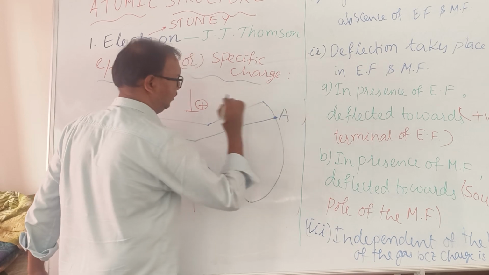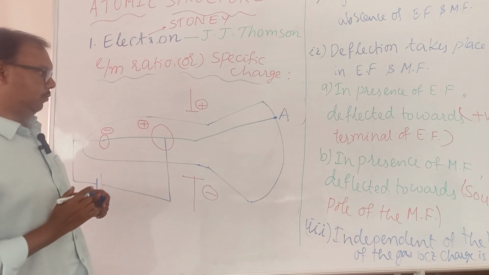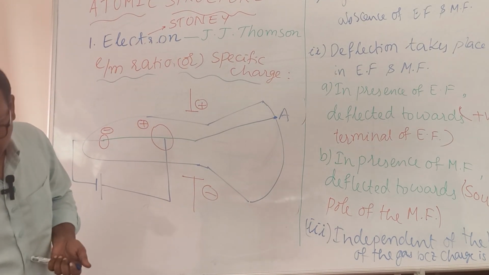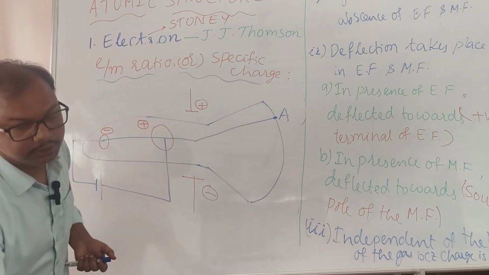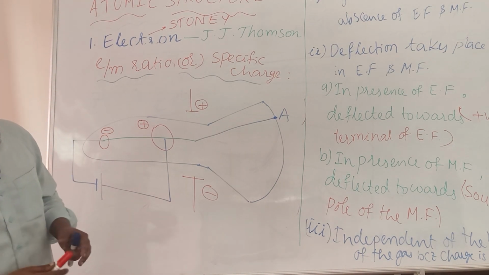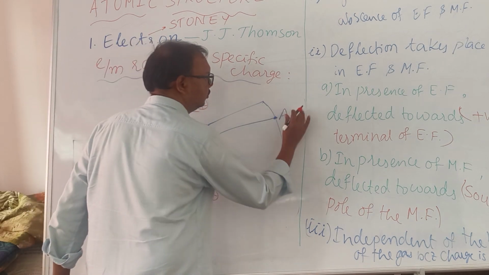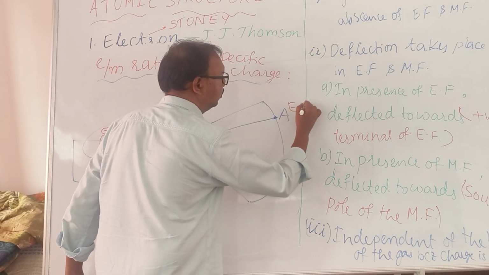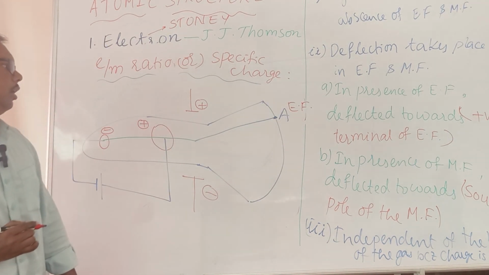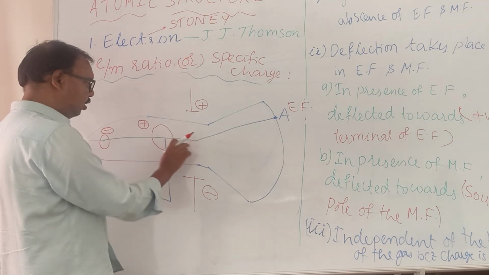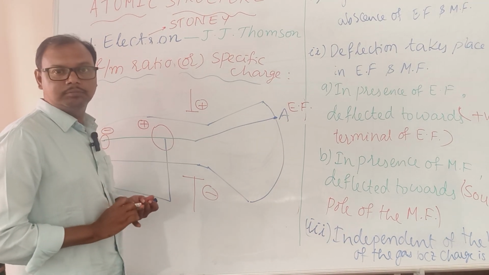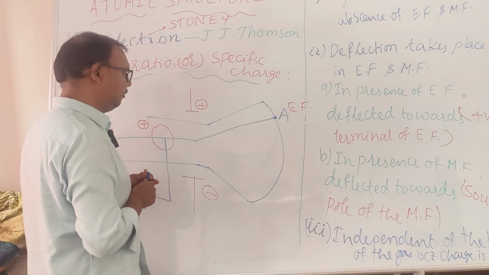It is point A. In presence of electric field, we can say here. And the next one, if there is no electric field or magnetic field, they travel in which directions?